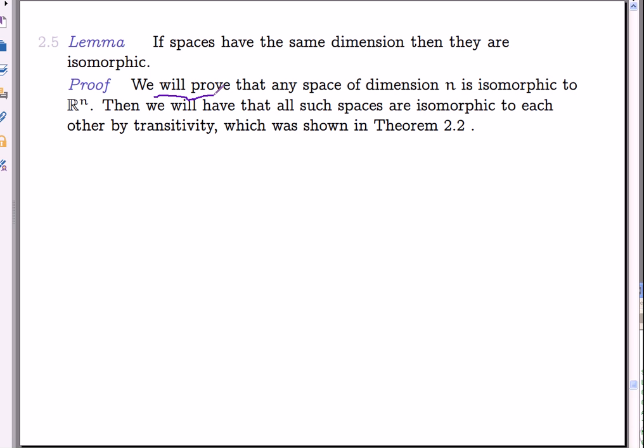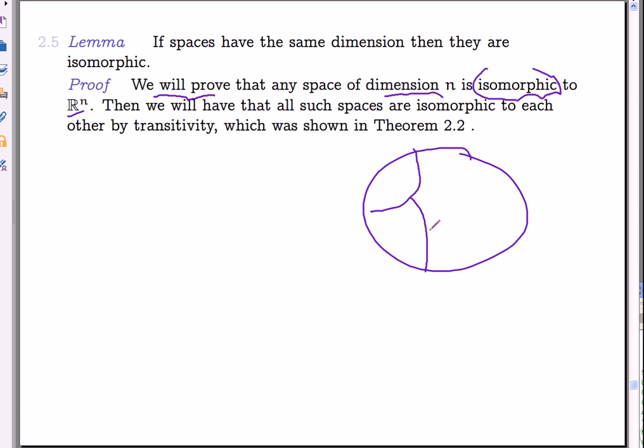So we will prove that any space of dimension n is isomorphic to Rn. Remember our equivalence class picture. We've divided vector spaces into equivalence classes. And of course, Rn is a vector space. What this theorem shows is that every one of these equivalence classes has one Rn in it. As long as the vector space has dimension n, it's going to be in the same equivalence class. So one equivalence class would be characterized by R1, and all one-dimensional vector spaces are isomorphic to R1. Another equivalence class would be the class containing R2, and all two-dimensional vector spaces are isomorphic to R2, and so on.